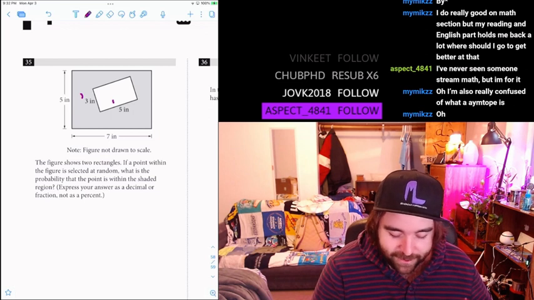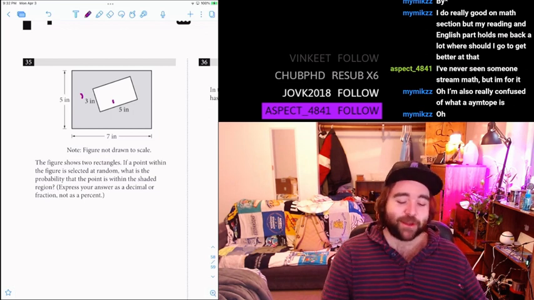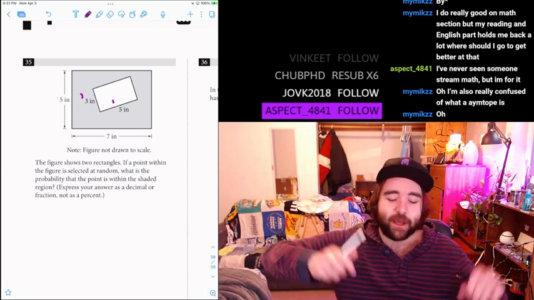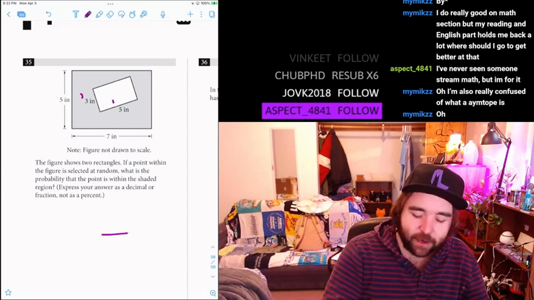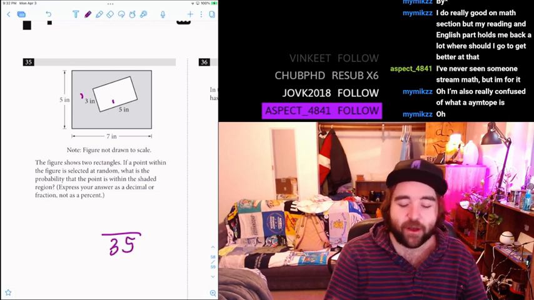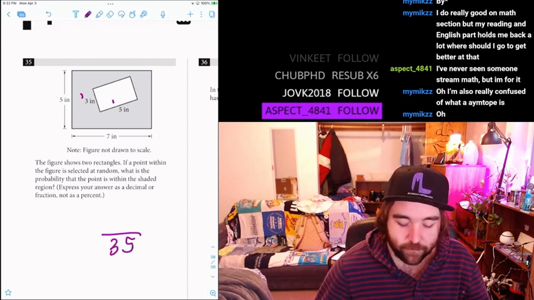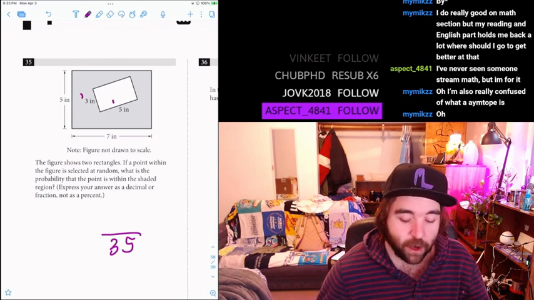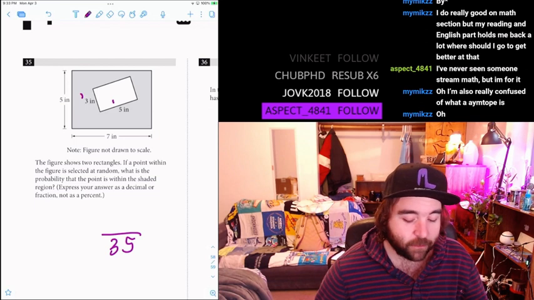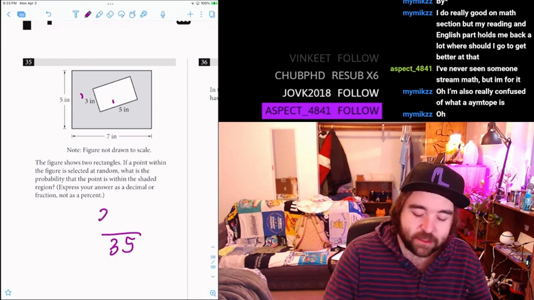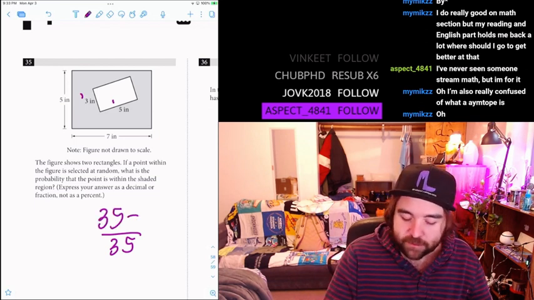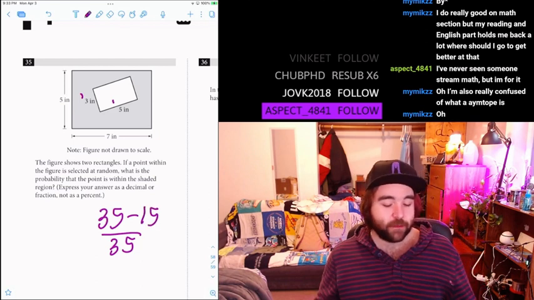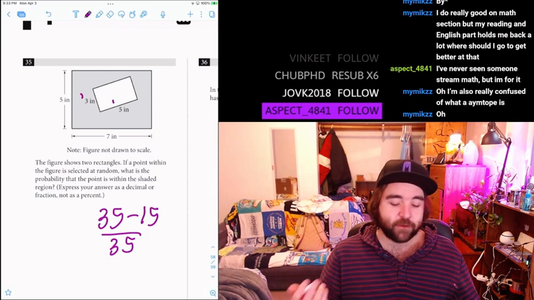So what we need to do here is think about the ratios of the area, right? We're randomly putting a point inside of the big rectangle. So we're randomly putting the point in 35 square inches of area. But what is the area that we're really looking for here? Well, not the white rectangle, right? So anywhere inside of the big rectangle, except for the area of that little rectangle, is what we want here, right? Because we want the probability of the shaded region.